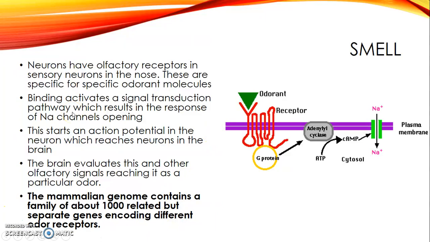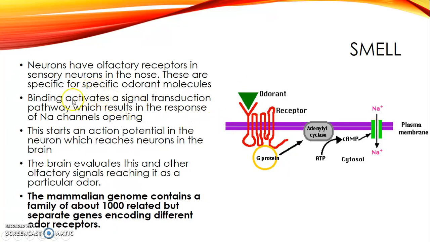The second example we're going to discuss is smell, and how your brain is able to process things that your nose smells. So neurons in the nose have something called olfactory receptors in the sensory neurons in the nose. And these receptors are specific for specific smell molecules. So for example, in this picture, this is the olfactory receptor. And this could be, let's say, the smell of Five Guys, which seems to be always in my car. And here, the particles of Five Guys that produce that smell are binding to a receptor, which is, in this case, a neuron.